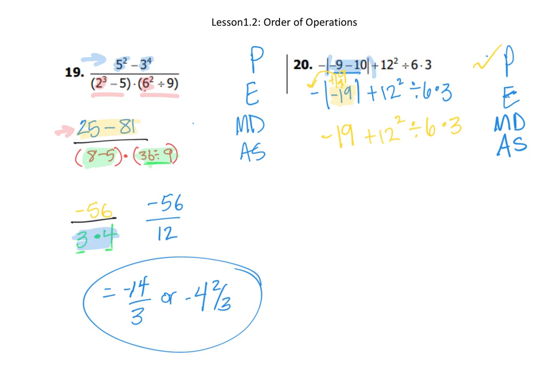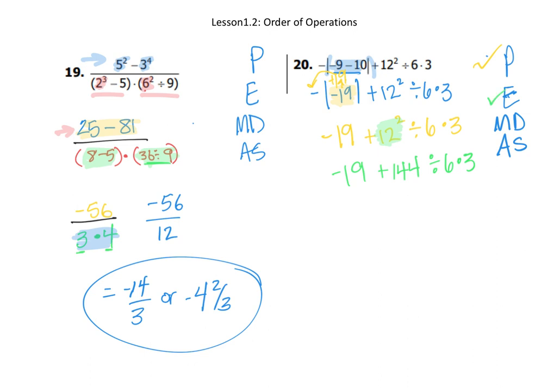Next, we're looking for any exponents that we have. And we have a 12 squared, so we'll do that piece next. We have negative 19 plus 12 squared, which is 12 times 12, which is 144, divided by 6 times 3. Okay, we've taken care of exponents.